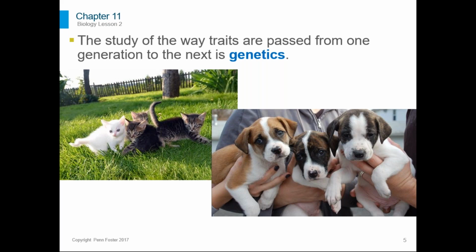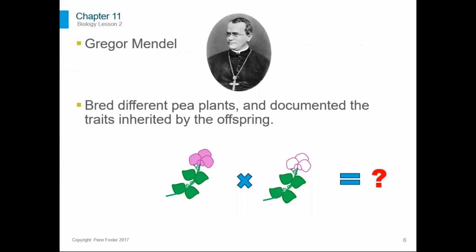The study of the way that traits are passed down from one generation to the next is called genetics. When studying inheritance, we study the work of Gregor Mendel. He had sets of pea plants with a variety of traits, and bred two plants with different traits, and then documented the traits inherited by the offspring. And this taught us a lot about how different genes are inherited.